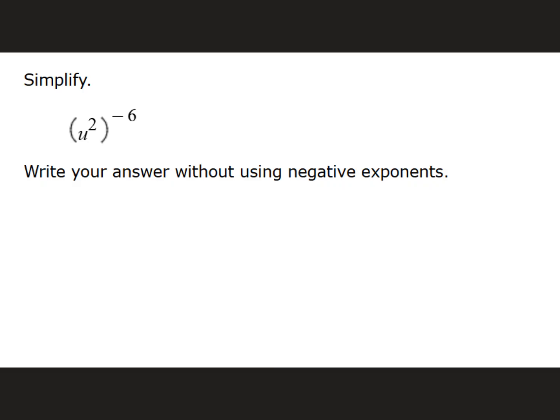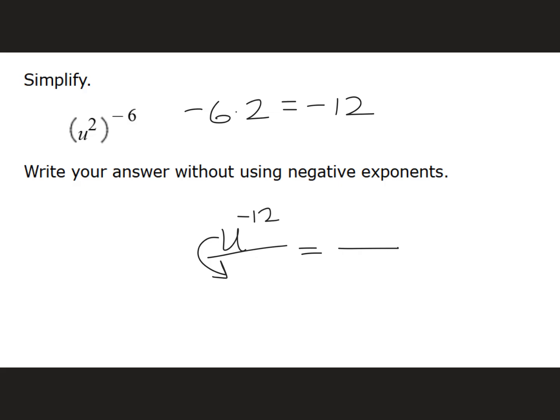Do it by yourself. All right, here we go. I'm going to multiply -6 times 2. What do I get? -12. So I'm going to get u to the power of -12. I'm going to be like, he needs to go below the fraction line because he's negative. And so I'm going to have u to the positive 12. He's happy now. He's where he belongs. And I'm going to put a 1 there, and I'm done.